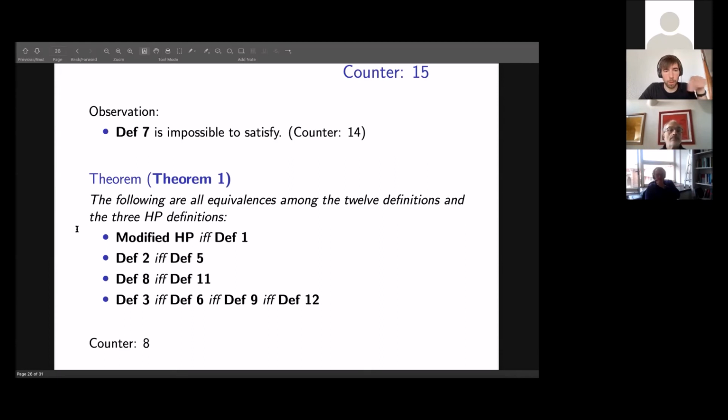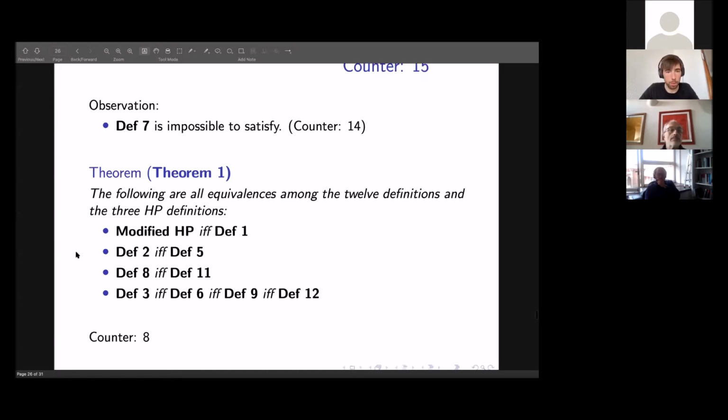Okay, the other takeaway message from this theorem is that there's 6 definitions that we can get rid of because they're just equivalent to the other ones. So we only have 8 left at this point.